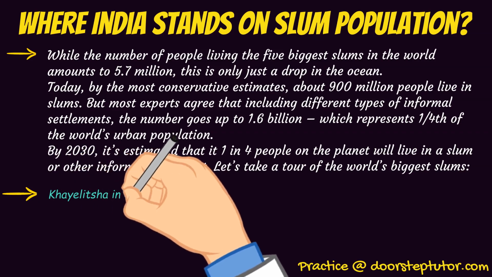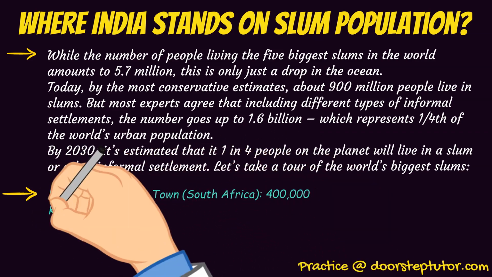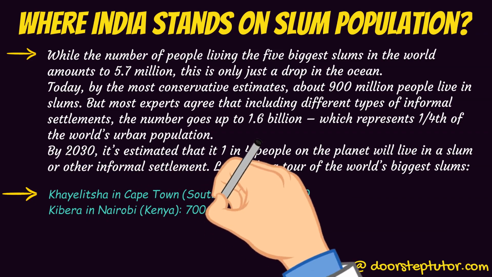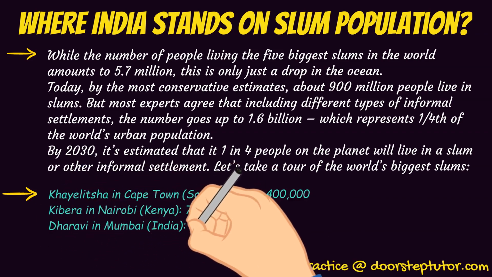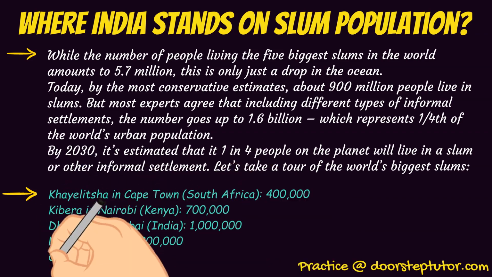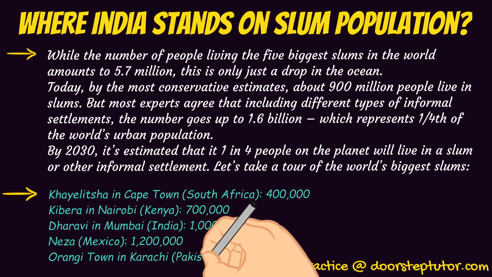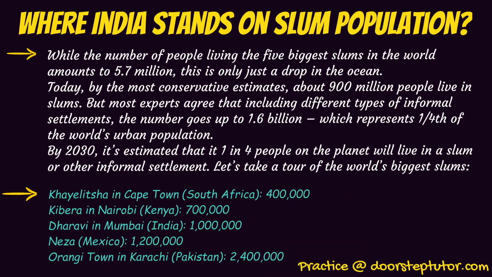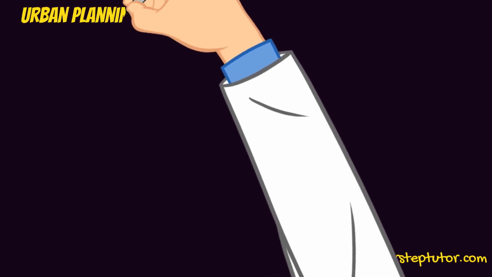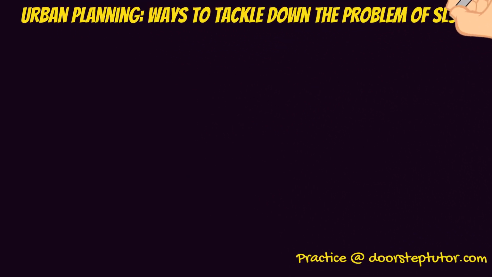Let's take a tour of the world's biggest slums. Khayelitsha in Cape Town, South Africa, having a slum population of 4 lakh. Kibera in Nairobi, Kenya, has a slum population of 7 lakh. Dharavi in Mumbai, India, has a slum population of 10 lakh. Neza, Mexico, has a slum population of 12 lakh, whereas Orangi Town in Karachi, Pakistan, has a slum population of 24 lakh.